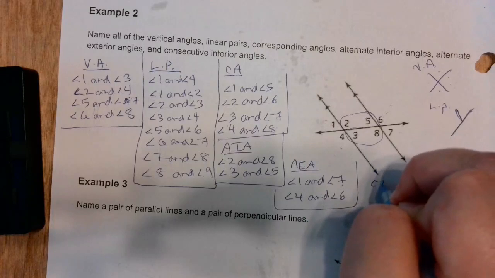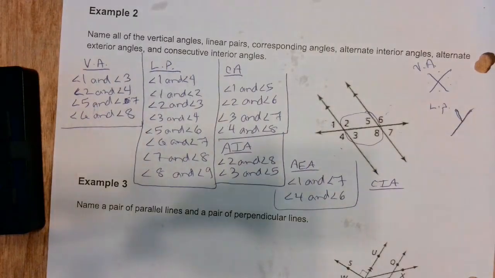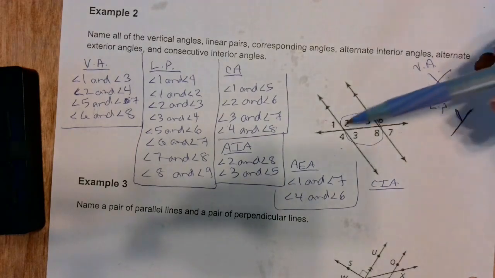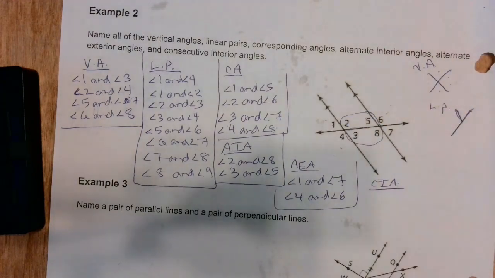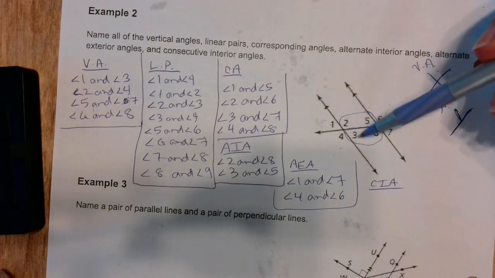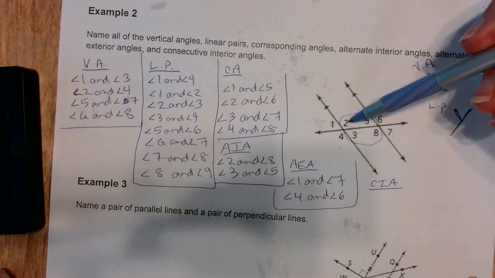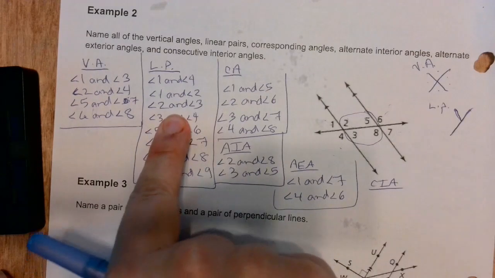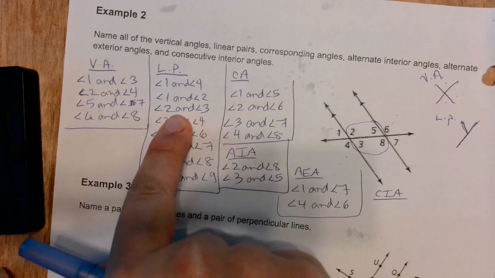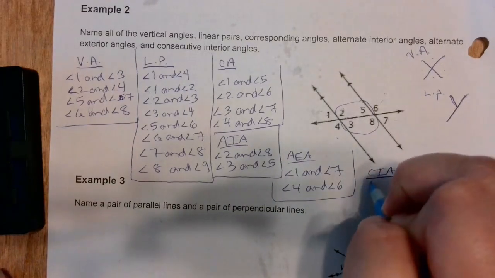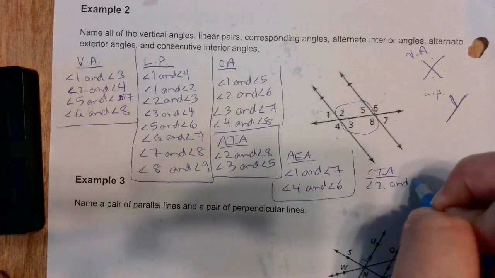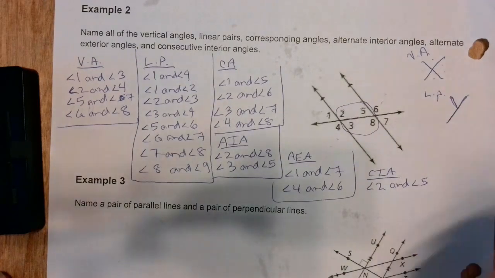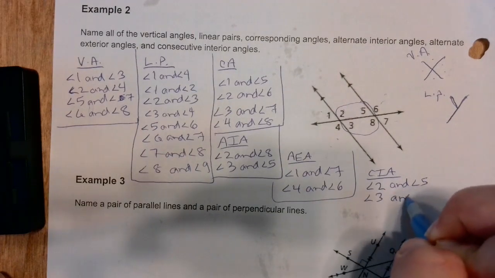The last one, consecutive interior angles. We're back to interior, the 2, 3, 5, 8, consecutive. They're next to each other. So which one is next to the angle 2? Well, 3 is next to 2, and 5 is next to 2. But we already put 2 and 3 on the lists right here. They're a linear pair. We don't want to put them on the list again, so this one is 2 and 5. Angle 2 and angle 5. Similarly, angle 3 and angle 8.